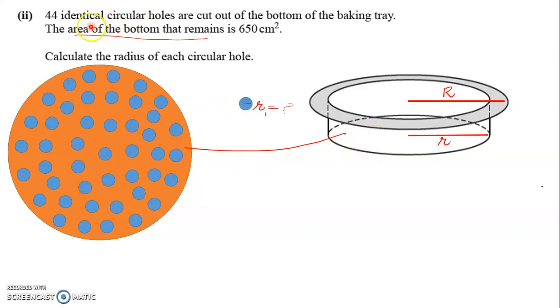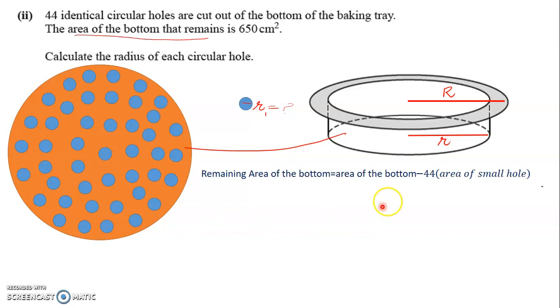Now, according to our statement, 44 identical circular holes are cut out of the bottom of the baking tray. So these are 44 blue colored tiny holes that have been cut out from the bottom of the tray. And as a consequence, we have been left with this orange colored area, which is actually 650 centimeters square. What we have to find is the radius of this tiny hole.